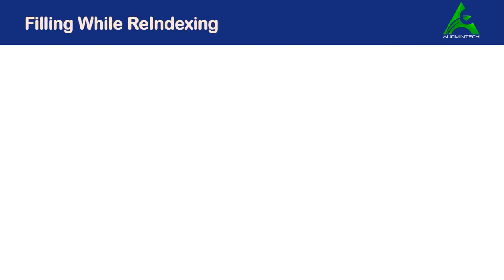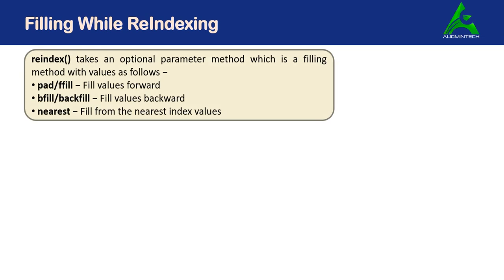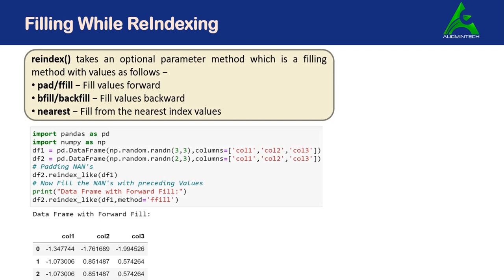Now let's see filling while reindexing. The reindex method takes an optional parameter method, which is the filling method. It could take pad or ffill, which will fill the values forward. Backfill or bfill fills the values backward, and then we have nearest, which will fill the nearest index values. So to reindex_like, you can pass the data frame along with the method that you want, like ffill, pad, backfill, or nearest. What will happen here is when you have missing values, it will fill them with the specified filling method.